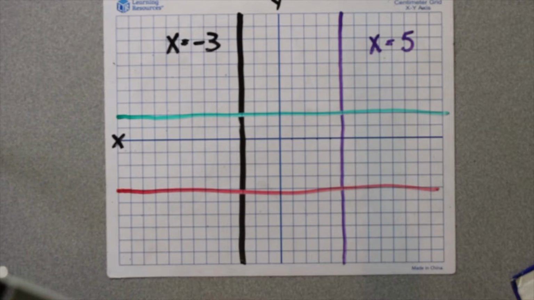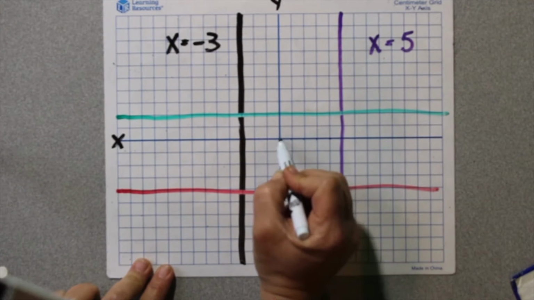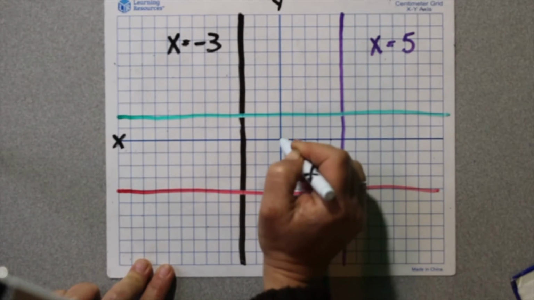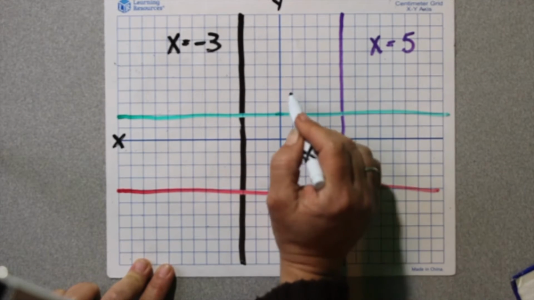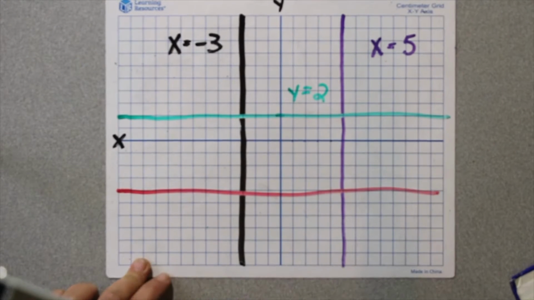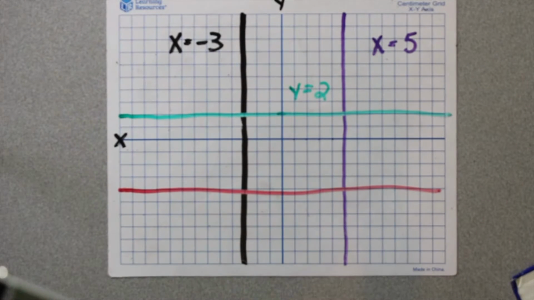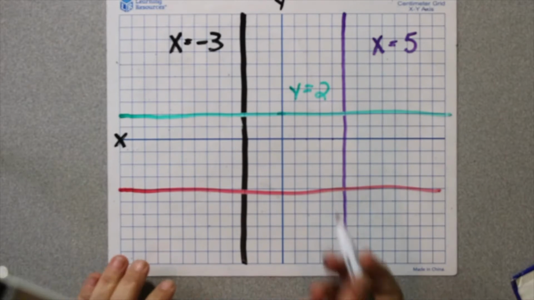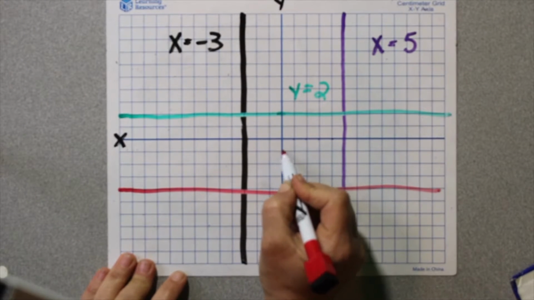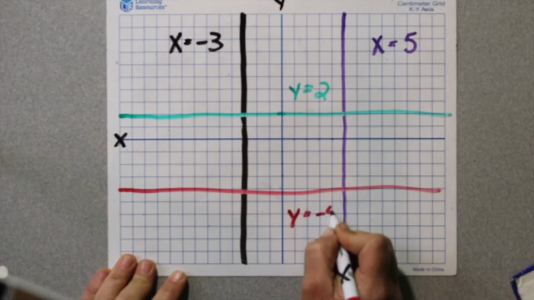This green one, we didn't move on the x-axis. We're not concerned with that. We're concerned with the y. 1, 2. So we had to go up 2 on our y. So we're going to call that one y equals 2, no matter what x is. And then our last one, the red one, D, we had to go on our y-axis down 1, 2, 3, 4. So that one's called y equals -4.